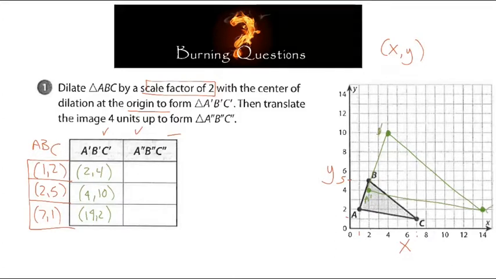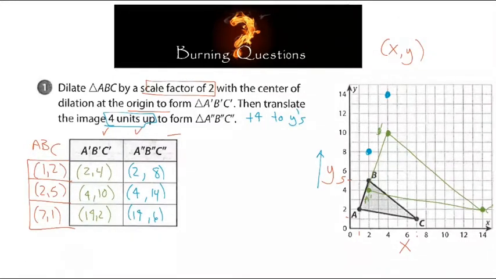And then the next step, it is telling me to translate the image 4 units up. Well, up is my Y numbers. So I'm going to add 4 to my Y's. So the X's stay the same, 2, 4, and 14. And then the Y's go to 8, 14, and 6. So 2, 8. 4, 14. And then 14, 6.